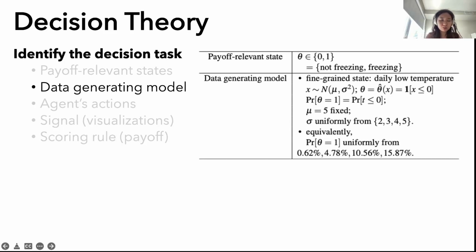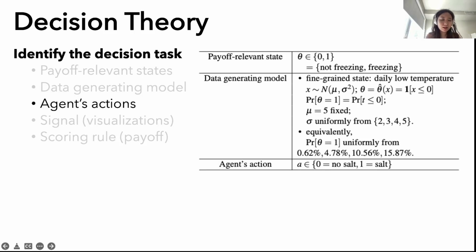And then the data generating model, which is how the researchers generate the stimuli. And here, this is how this freezing payoff relevant state is generated, which is determined by another fine-grained state, which is the daily low temperature, drawn from a normal distribution. With this normal distribution, the mean is fixed at 5 and the standard deviation is drawn uniformly from 4 levels, 2, 3, 4, 5. And this is equivalent to saying the probability of freezing in any random trial is drawn uniformly from these 4 levels in the table.